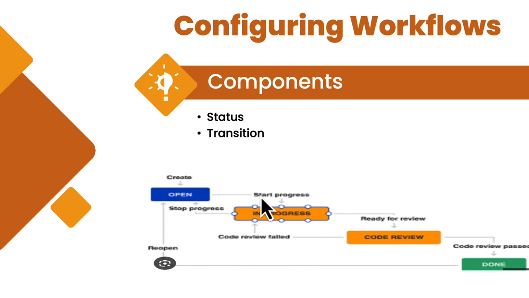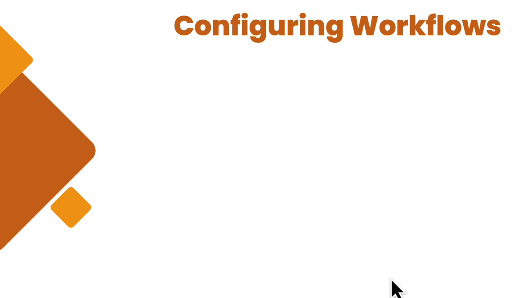So if we see the lines over here from open to in progress or from one state to another, then these lines are nothing but the transitions, and we have named all these transitions like start progress, ready for review, code review passed, etc. Next component is resolution. When a task is completed or no longer open, it needs a resolution status. Some examples may include closed, resolved, shipped, completed, done, finalized, won't do, etc. So a resolution is a must for a workflow.